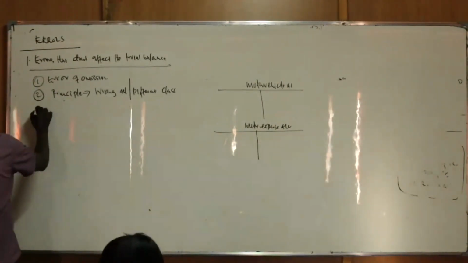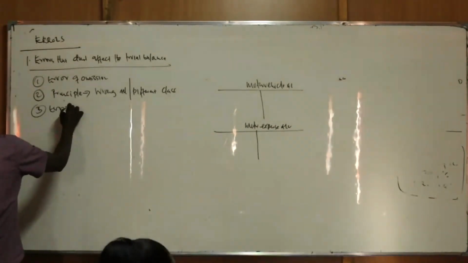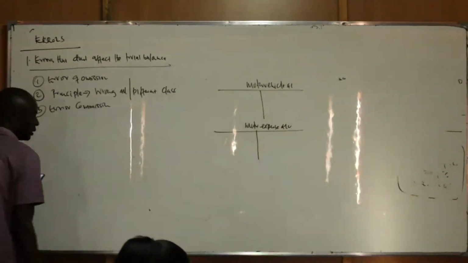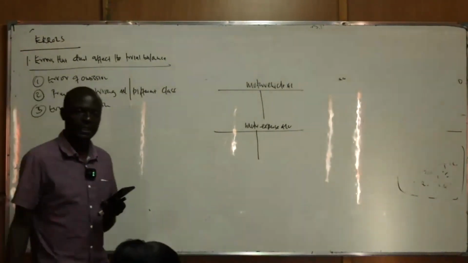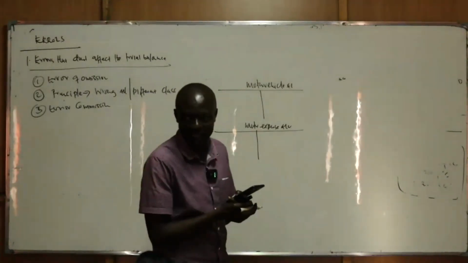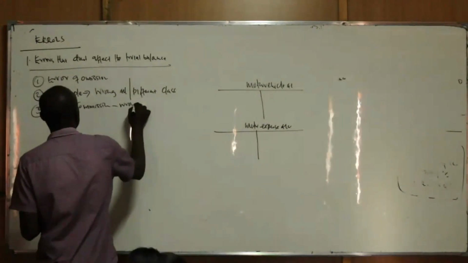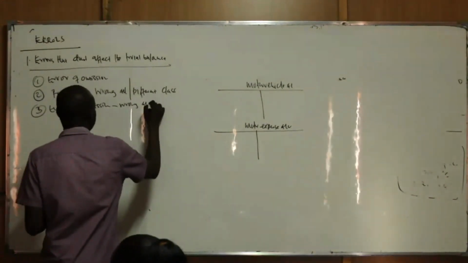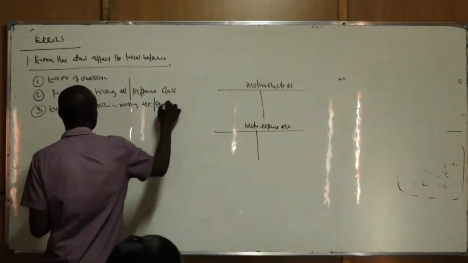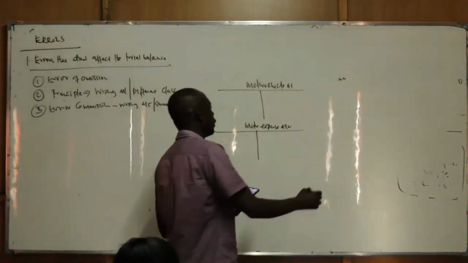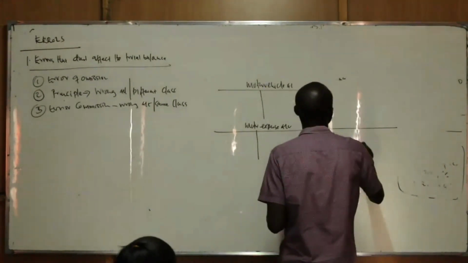Number 3, we have error of commission. This is where you post to the wrong account of the same class. Wrong account, same class. For example, you have an account called TGen.